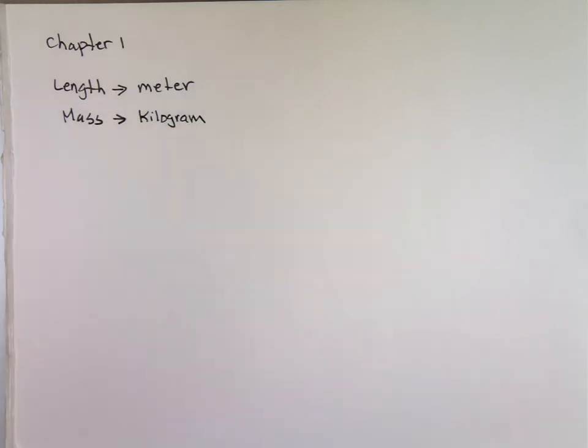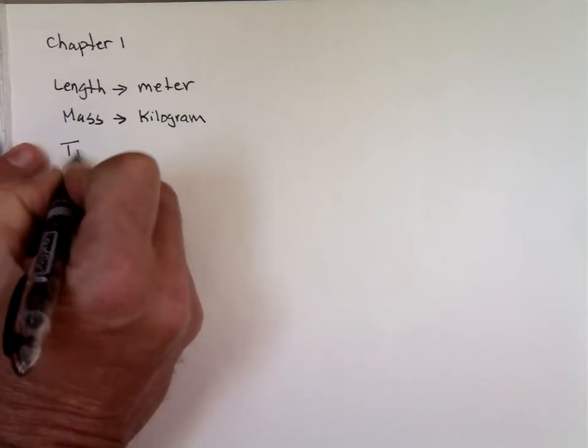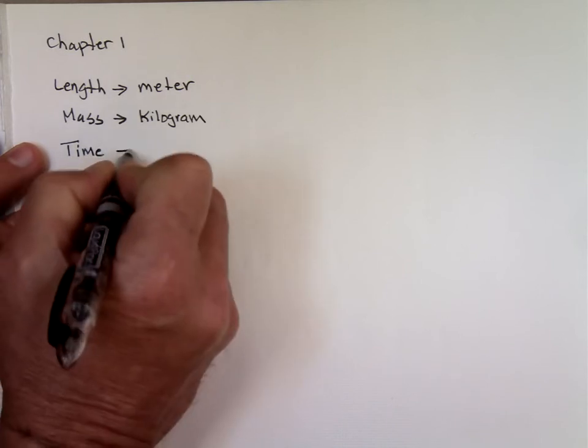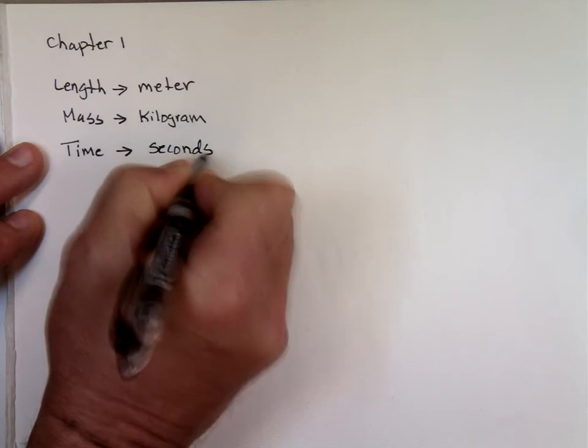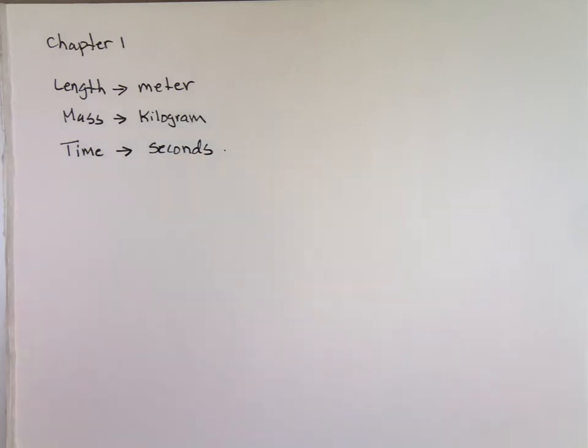You know a kilo is 1,000, a kilogram is 1,000 grams. A kilogram is roughly 2.2 pounds. The time has to be in seconds. We don't care if it took 2 hours and 38 minutes to get from here to New York. I need the time in seconds.